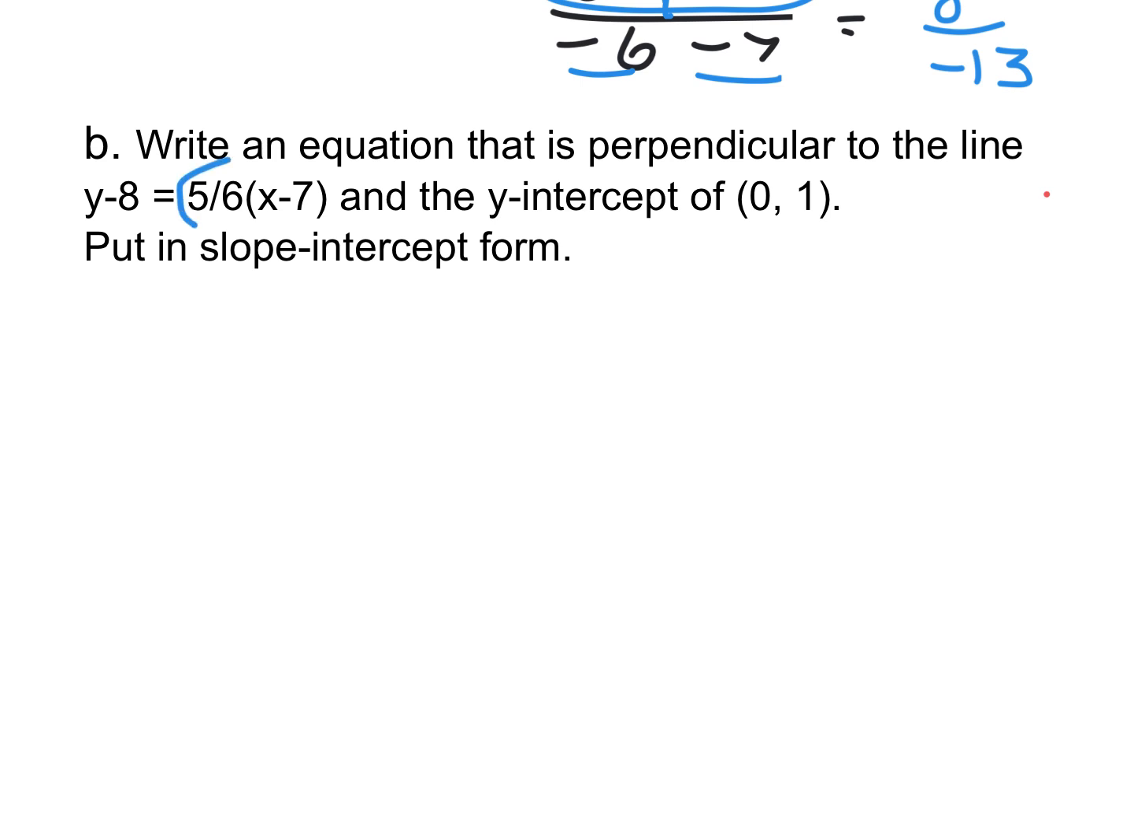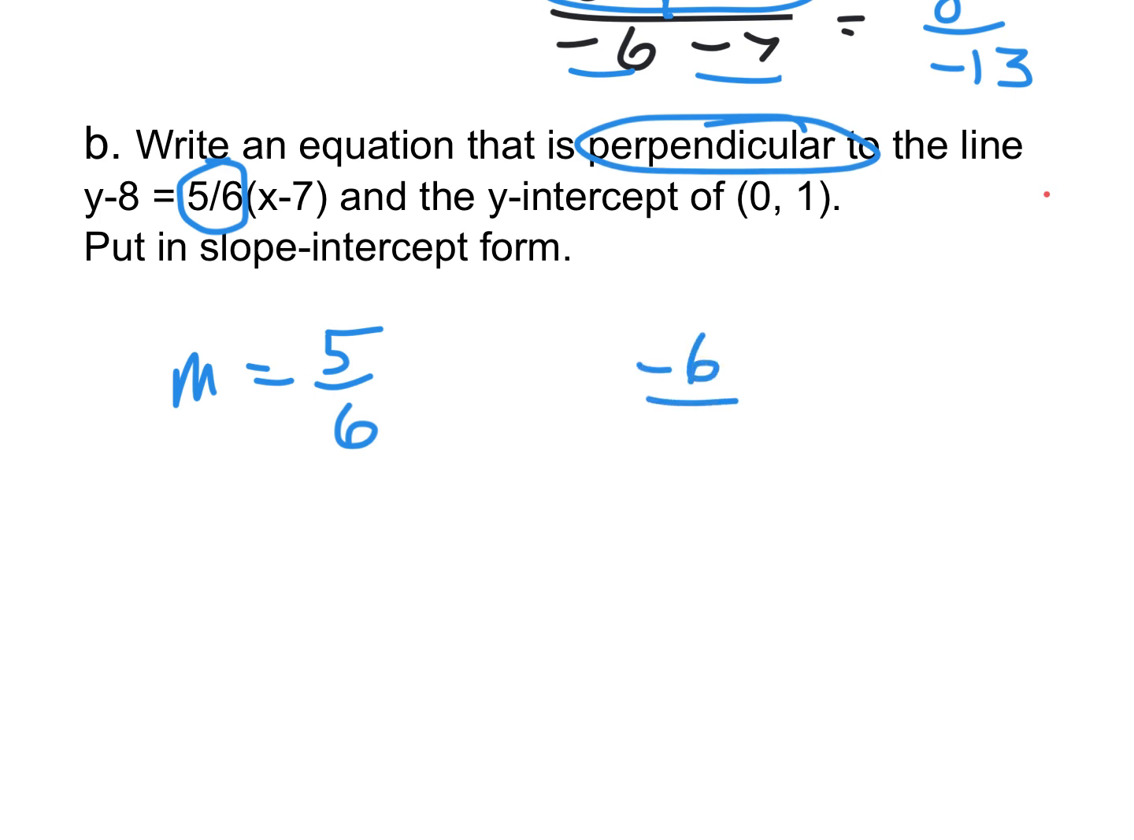Now, what if you don't need the slope? Because, see, I don't need to find the slope on this one. They told me the slope. They told me the slope is 5/6. So I know m is 5/6 on the original one. But they wanted it to be perpendicular to it. So which slope should I use? Negative 6 over 5.